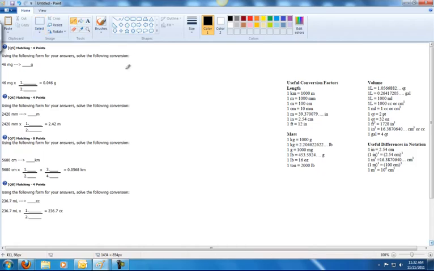Okay, more conversion problems. Next one, 46 milligrams. And we're looking for grams, so we know milligrams is going to go on the bottom. We know grams is going to go on top because that's what we want. We're looking for a relationship now between grams and milligrams. So we look over here and we see 1 gram is 1,000 milligrams.